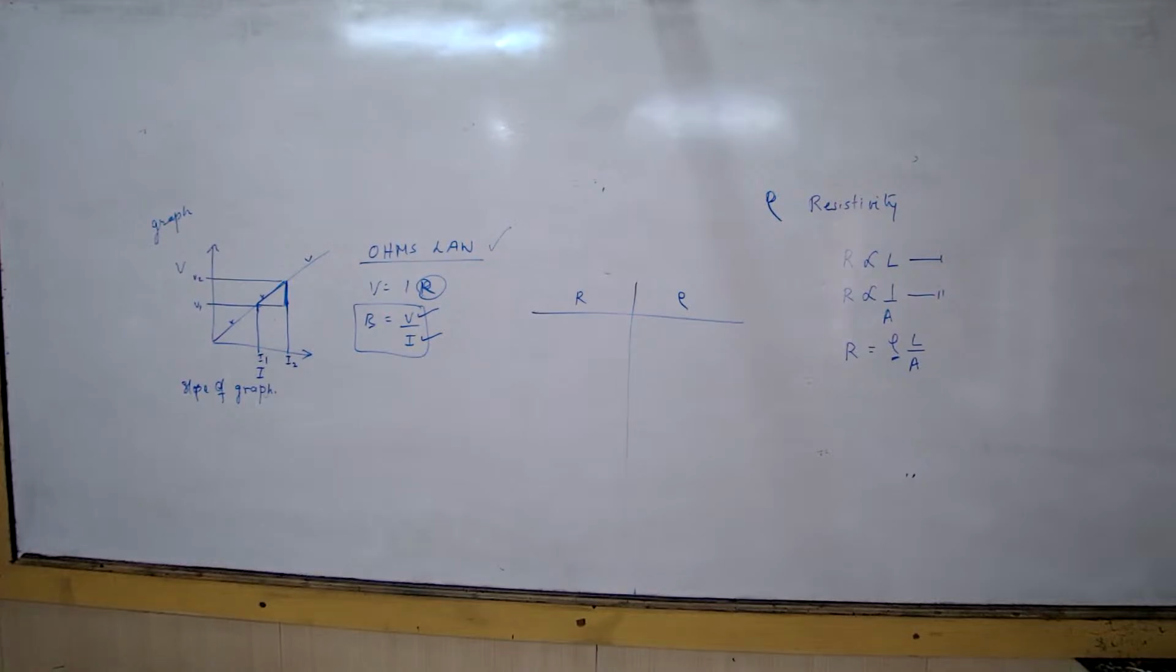It's better you write it down in the form of a table so that you have all the points on the same page. I want resistance.